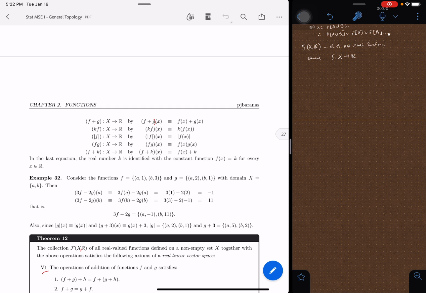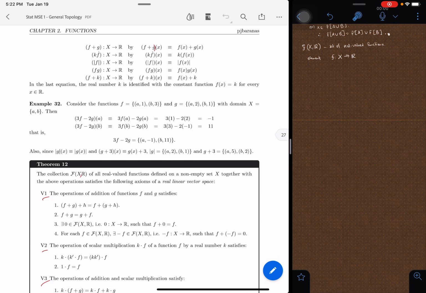For example, F plus G is also a mapping from X to R and is defined by F plus G of X is simply the sum of F of X and G of X. F times G is also a mapping from X to R and is defined by F times G of X is equal to F of X times G of X. It's that simple, class. For the absolute value, we just take the absolute value of the function evaluated at X. For the product k times F, we get k times F of X. And for the sum F plus k, F plus k of X is just equal to F of X plus k, since k is just a constant. So we have some examples here.